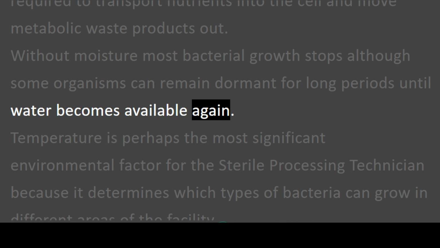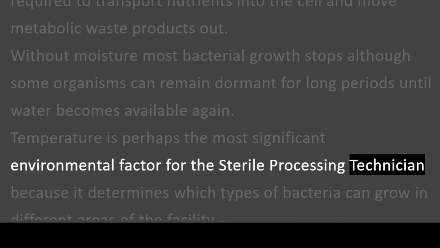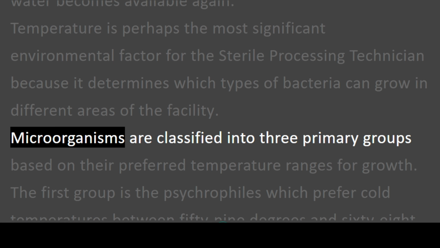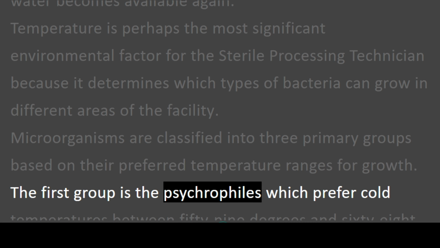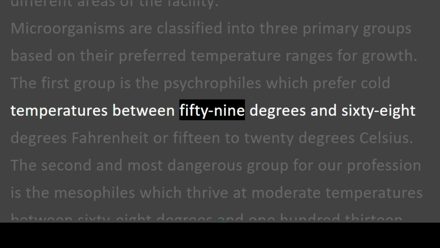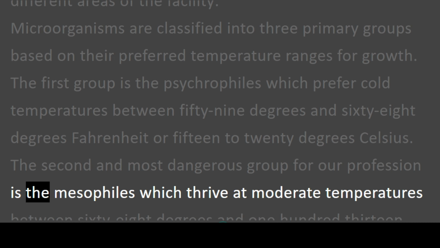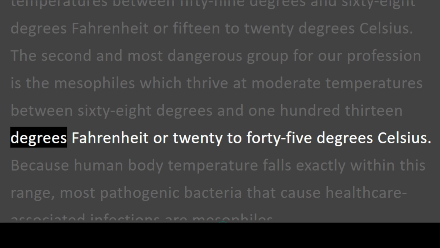Temperature is perhaps the most significant environmental factor for the sterile processing technician because it determines which types of bacteria can grow in different areas of the facility. Microorganisms are classified into 3 primary groups based on their preferred temperature ranges for growth. The first group is the psychrophiles, which prefer cold temperatures between 59 degrees and 68 degrees Fahrenheit or 15 to 20 degrees Celsius. The second and most dangerous group for our profession is the mesophiles, which thrive at moderate temperatures between 68 degrees and 113 degrees Fahrenheit or 20 to 45 degrees Celsius.